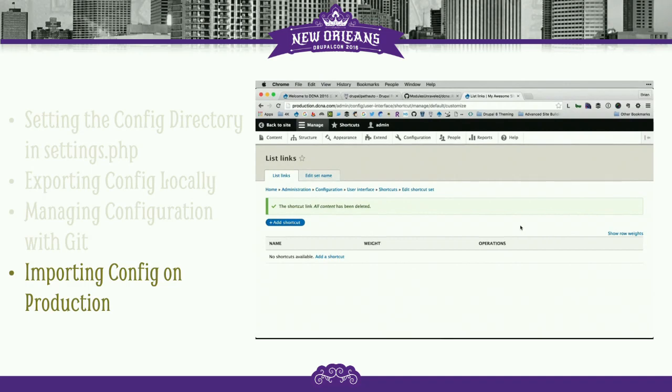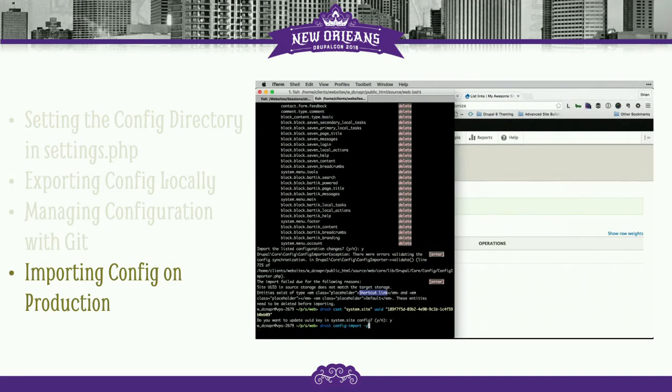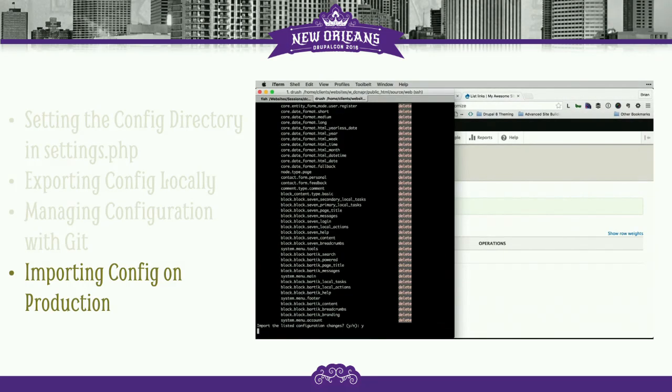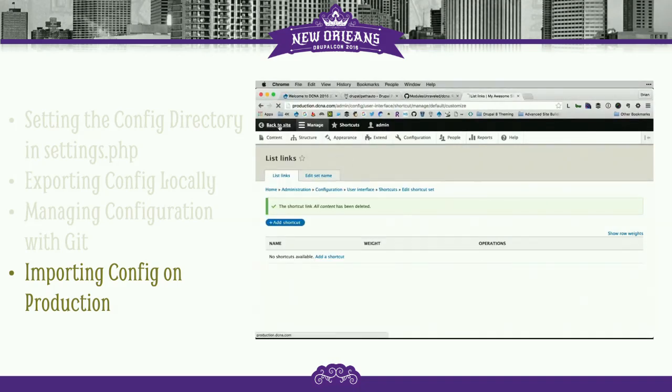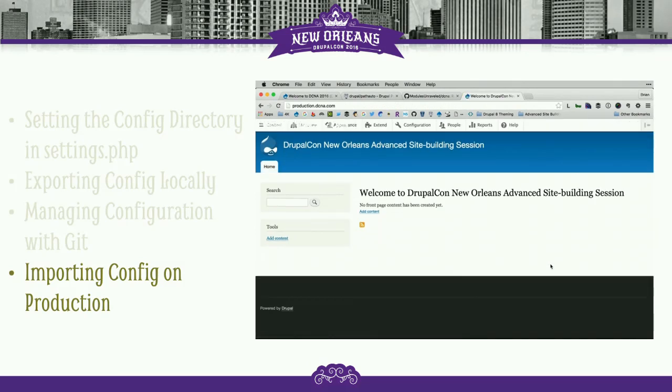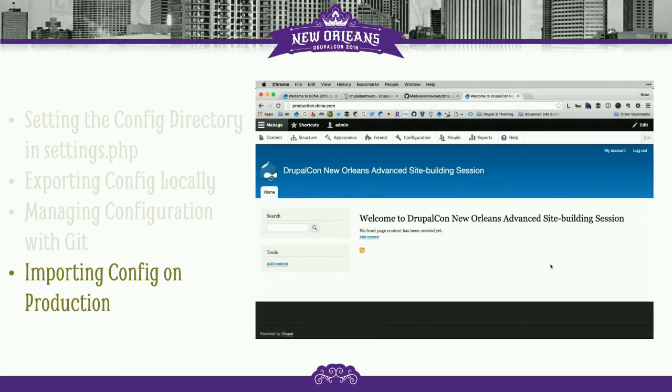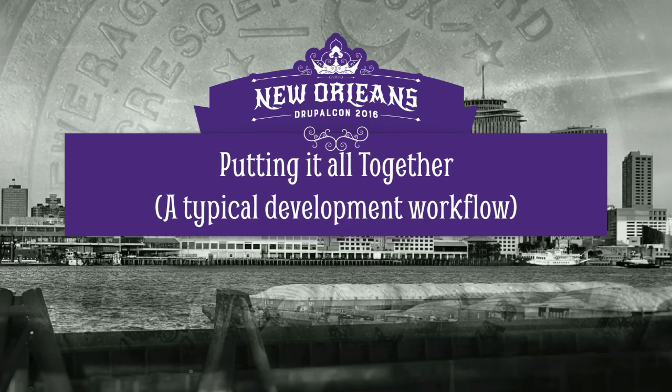So, okay, back in the terminal, we're just gonna run drush config import y, and boom, imported successfully. So now we can go to the homepage on production, and you'll see that the site name has changed from my awesome site to DrupalCon New Orleans site building. And that's it. Does anybody have any questions?